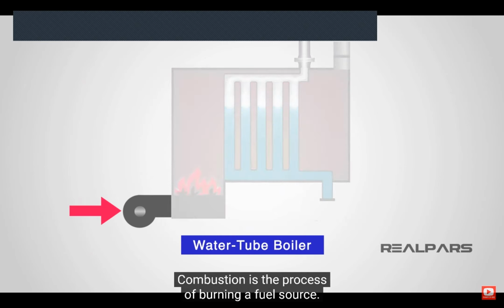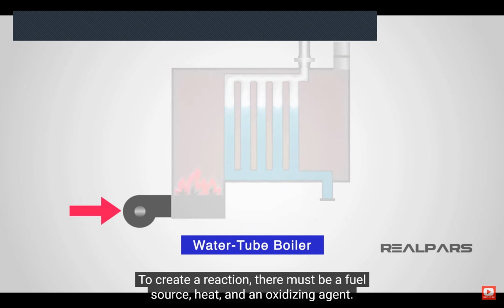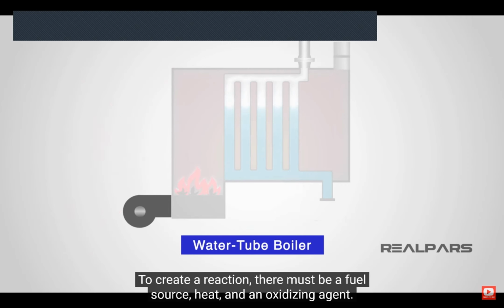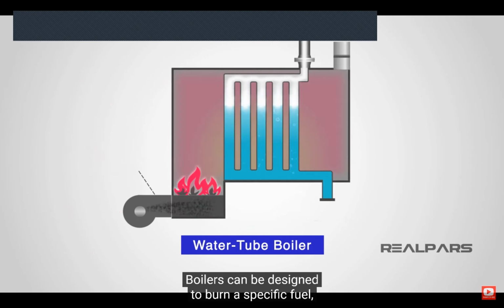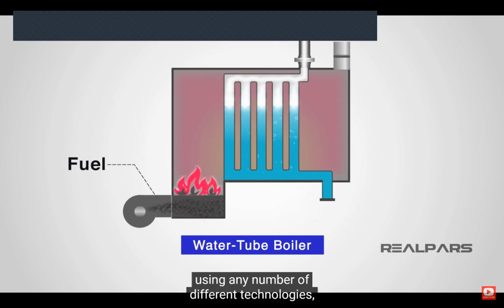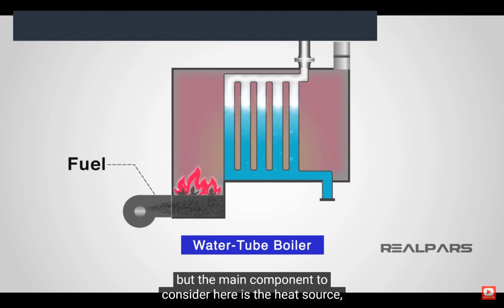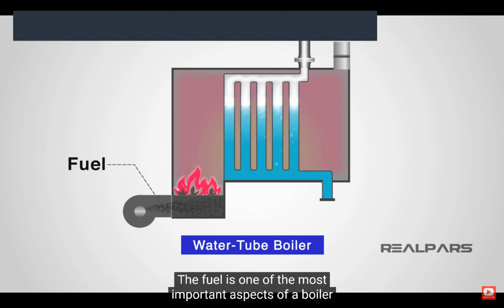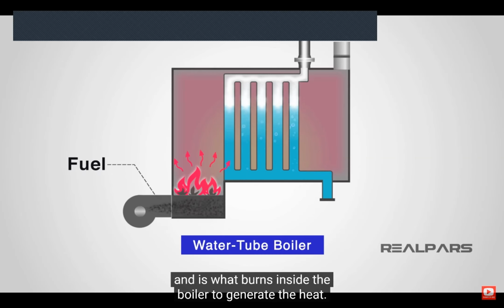Combustion is the process of burning a fuel source. To create a reaction, there must be a fuel source, heat, and an oxidizing agent. Boilers can be designed to burn a specific fuel using any number of different technologies, but the main component to consider here is the heat source, otherwise known as the fuel. The fuel is one of the most important aspects of a boiler, and is what burns inside the boiler to generate the heat. There are many different sources that can be used.